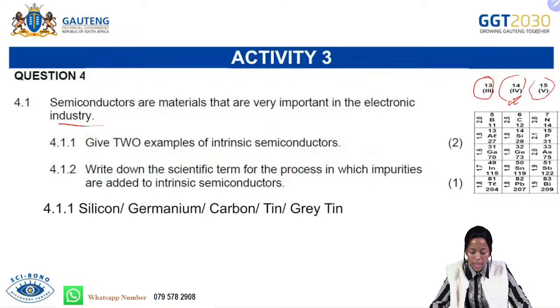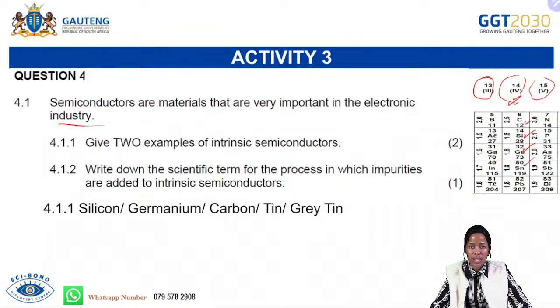So from there, it means that if they now just say give 2 examples, you are able to write the name. Intrinsic semiconductors are found on group number 4. So the first one there, you can write the symbol or the name. The first one is silicon, which is Si. The second one is what? Ge or germanium. And then we can also have carbon, which is the letter C. And then we can also have tin or gray tin there, which is Sn.